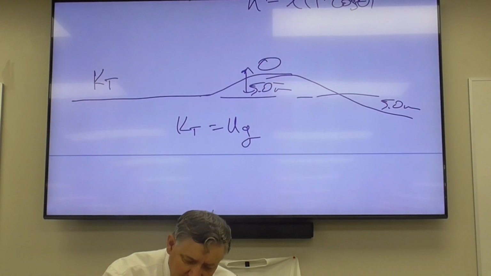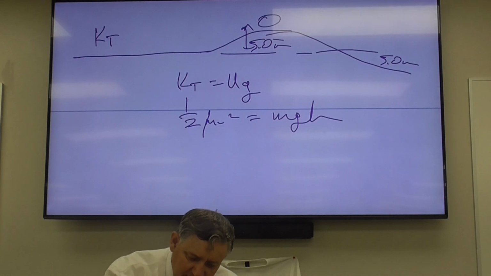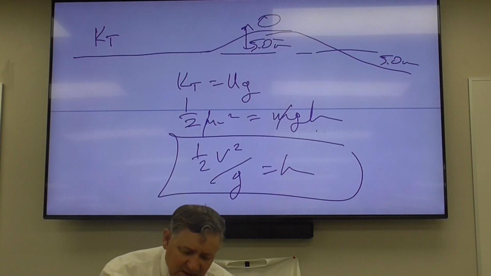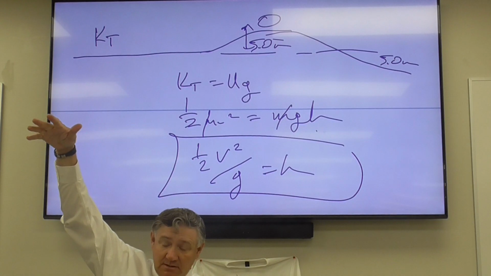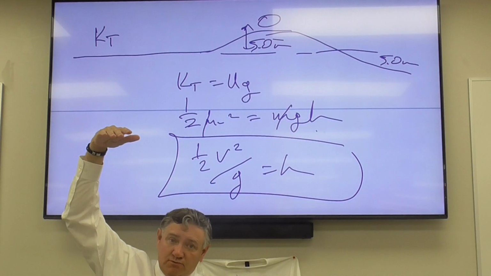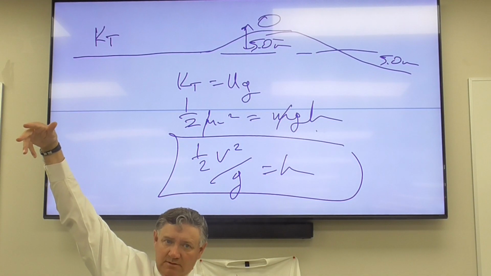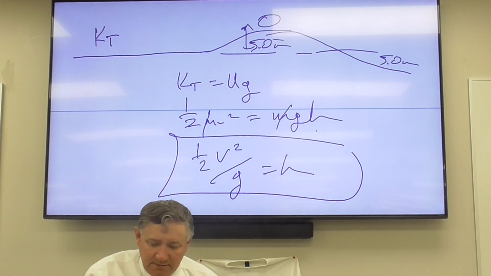So that's 1/2 mv squared equals mgh. The masses cancel out, and you get 1/2 v squared divided by g equals h. If you solve for that height, when you convert all of it into energy, and that value is greater than or equal to 5 meters, it will make it up to the top of the hill. If you solve for h and it's less than 5 meters, it's not going to make it.